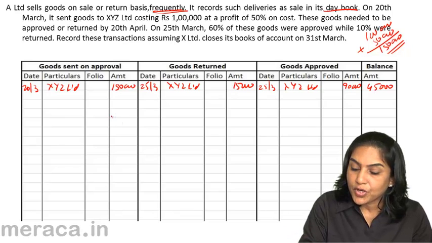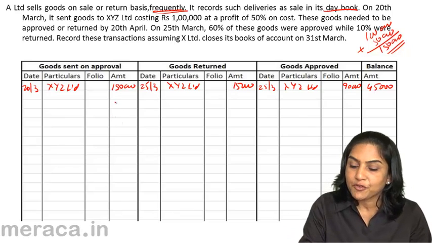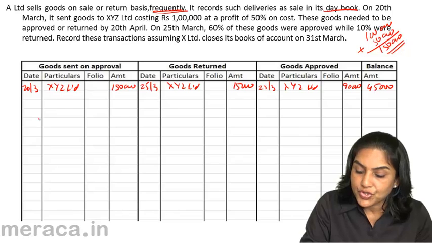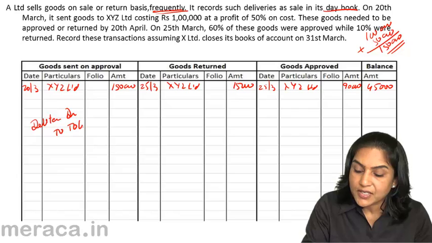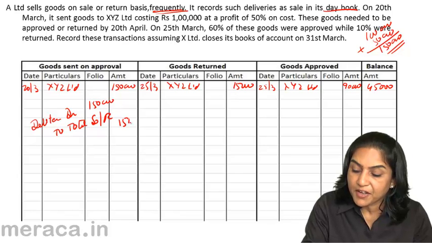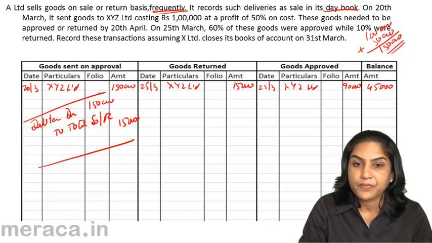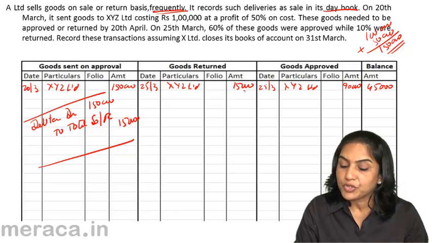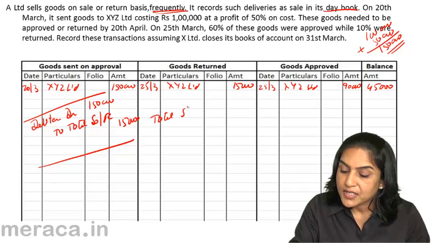In this case, the total of 1,50,000, the effect of this transaction for goods sent on approval in the memorandum book would be to just debit XYZ's account or debtor's account, debtor account debit to total sale or return amount of 1,50,000. This would be the effect of the transaction. With this 15,000, we would just do the opposite, that is total sale or return account debit 15,000 to debtor account, that is XYZ account, 15,000.